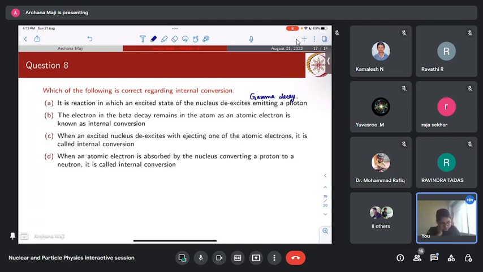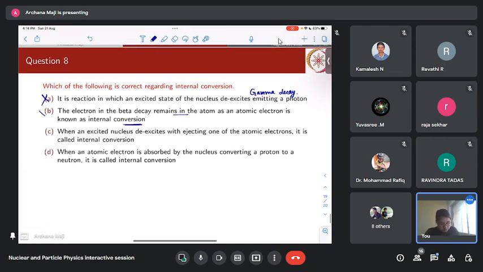What about option B? It says the electron in beta decay remains in the atom as an atomic electron, known as internal conversion. But you know, in beta plus decay or beta minus decay, if it is beta minus, one electron comes out, and if it is beta plus, one positron comes out. So this is also not correct.